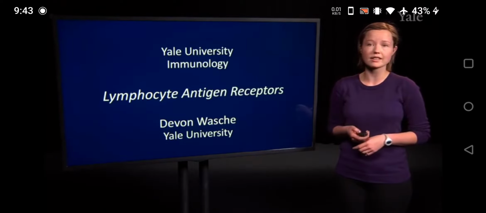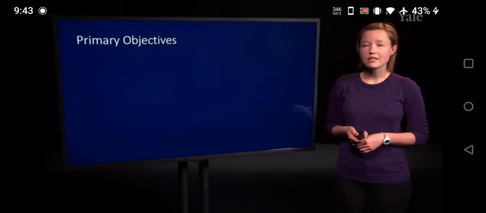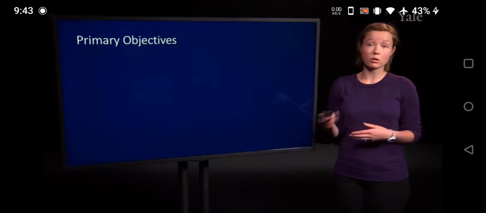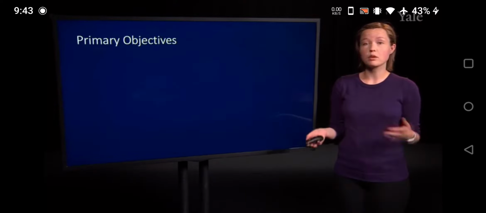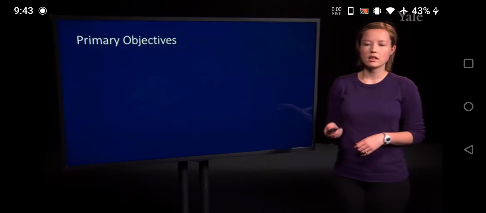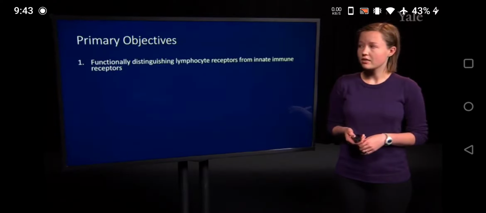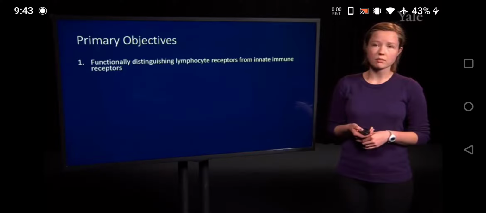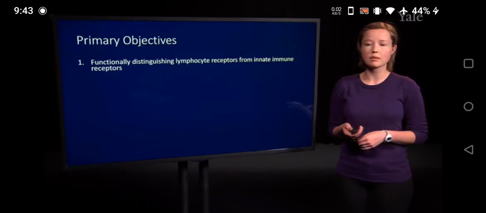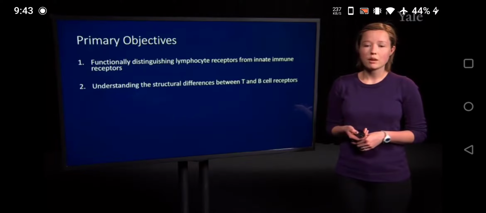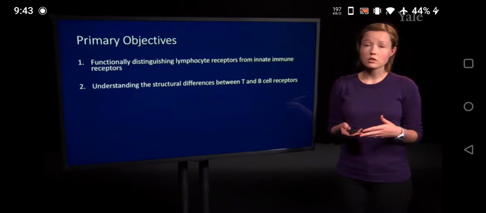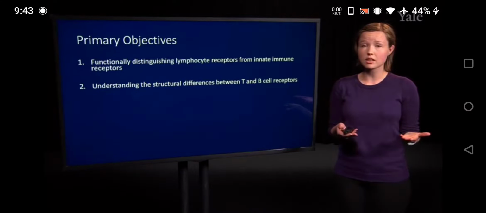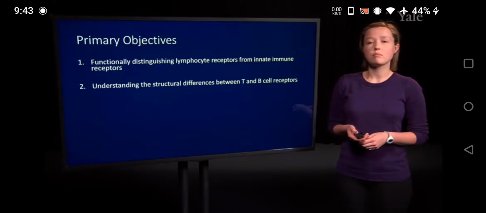I want to start out this lecture by talking about primary objectives. These are the things that we hope to learn over the course of this lecture, so hopefully by the end we will fully understand these concepts. The first primary objective is understanding the distinctive features of lymphocyte antigen receptors and how they differ from innate immune receptors. The second primary objective is understanding the structural differences between the two types of lymphocyte antigen receptors, the T cell receptor, which is located on T cells, and the B cell receptor, which is located on B cells.